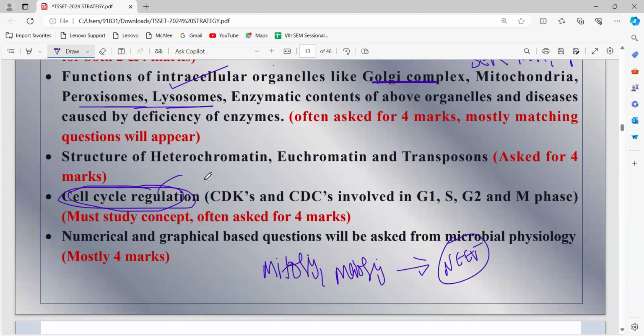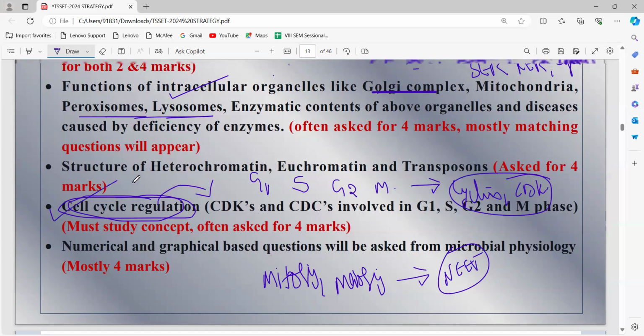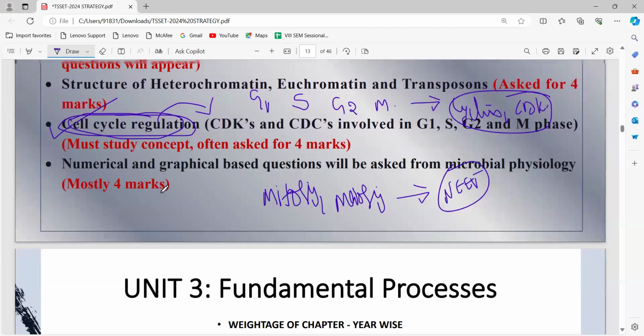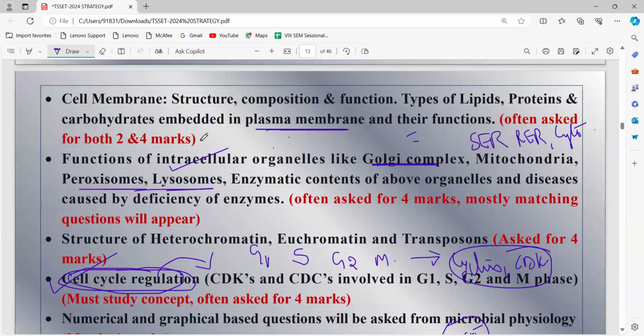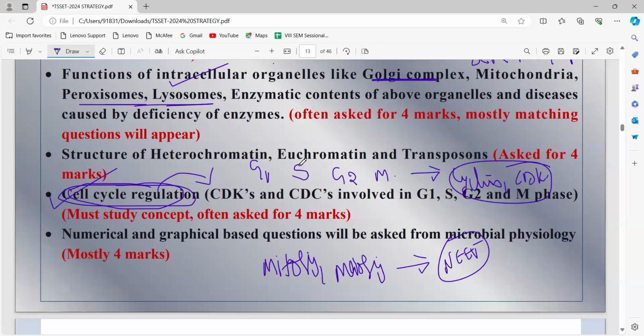You will get the question from regulation. How the cell is regulating at G1 phase, at S phase, at G2 phase, at M phase. Majorly, what cyclin proteins are involved and what CDK proteins are involved will be asked in this unit. Since cell biology is a very easy unit for all of you, I'm requesting every one of you to read it without leaving it.